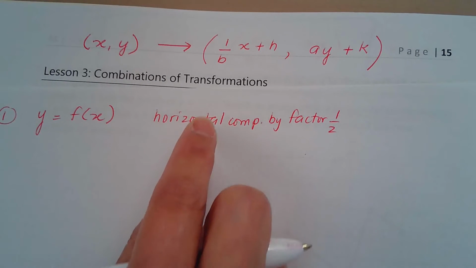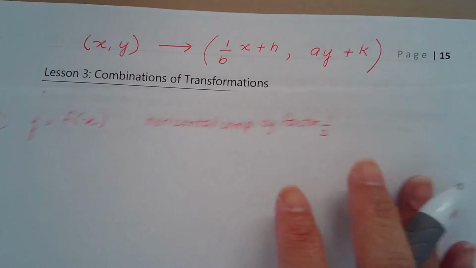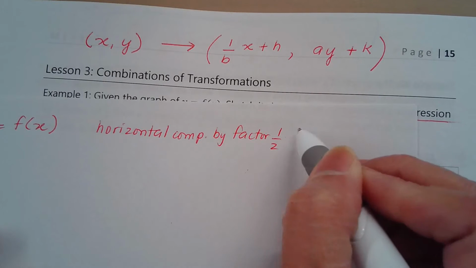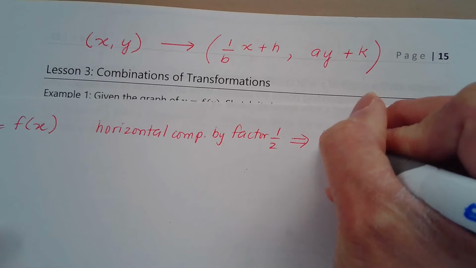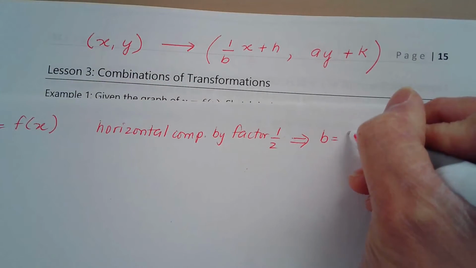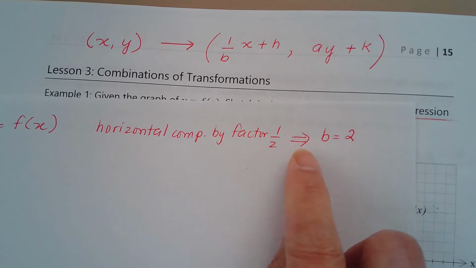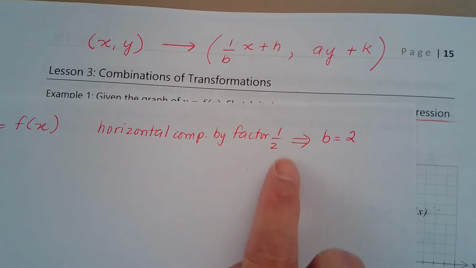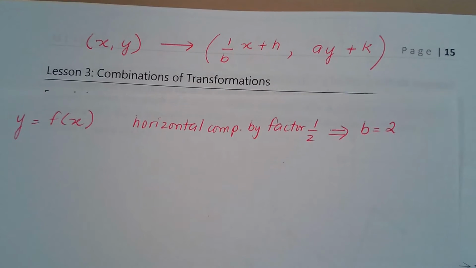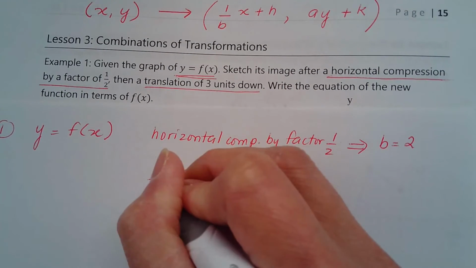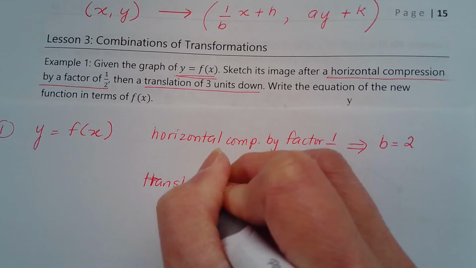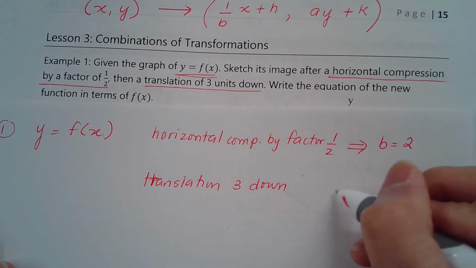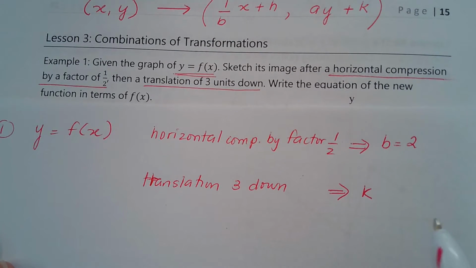So that means the factor of 1/2 is actually affecting the B value. Because the factor is 1/2, therefore B is equal to the reciprocal of this, which would be 2, right? So this is the factor 1 over B, okay? And then what's the B? B would be 2. What else? And then translation, translation 3 units down. Which one is that one? K. So that would be the K, because it's 3 units down, it's gonna be minus 3.